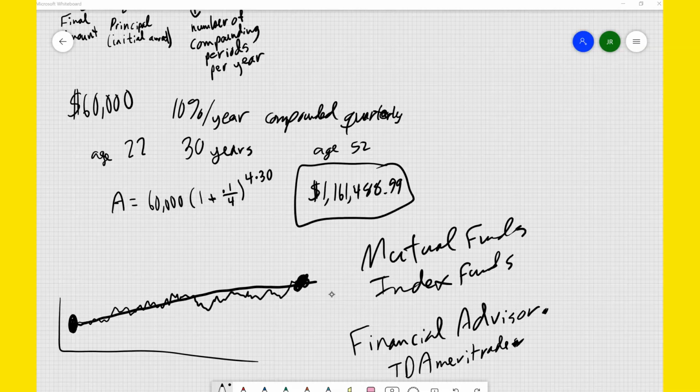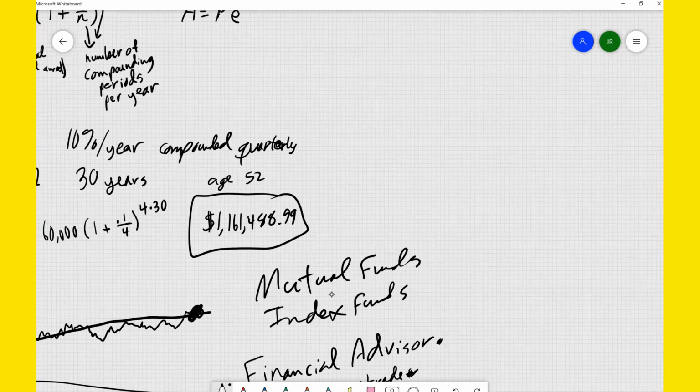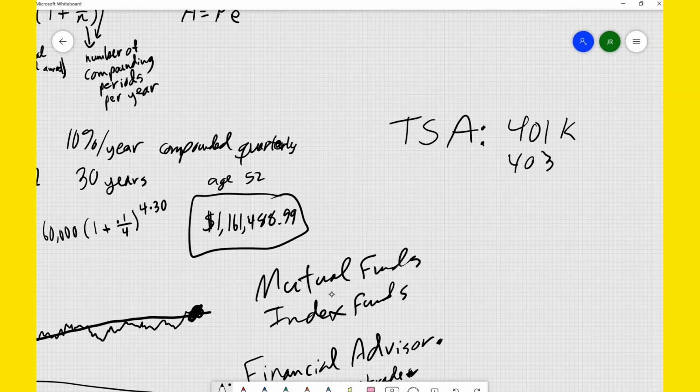The government is going to come in and take a third of your money away, at least a third, unless you put it into a tax-sheltered annuity, TSA. Some things to look into there would be a 401k or a 403b, same thing really, or what's called an IRA or a Roth IRA. Your financial advisor can tell you about that.